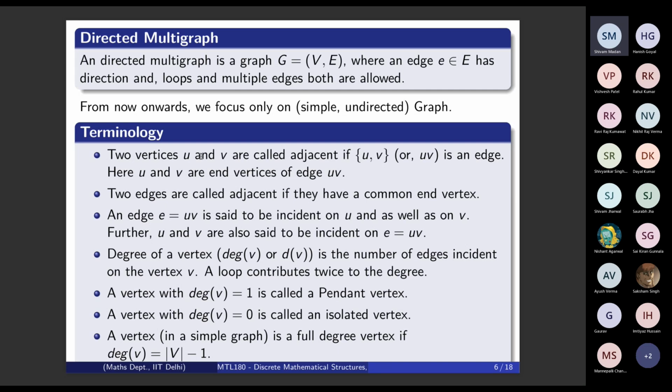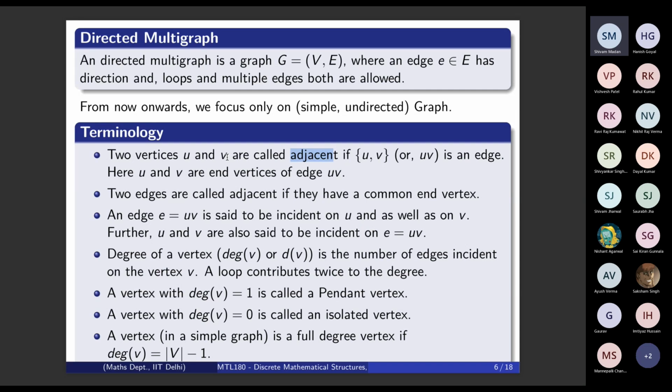Okay, now the first term is adjacent. Two vertices U and V are called adjacent if there is an edge between U and V. Okay, if there is an edge between U and V, then we say that U and V, these vertices, are adjacent. And if there is no edge between U and V, we will say that they are not adjacent.